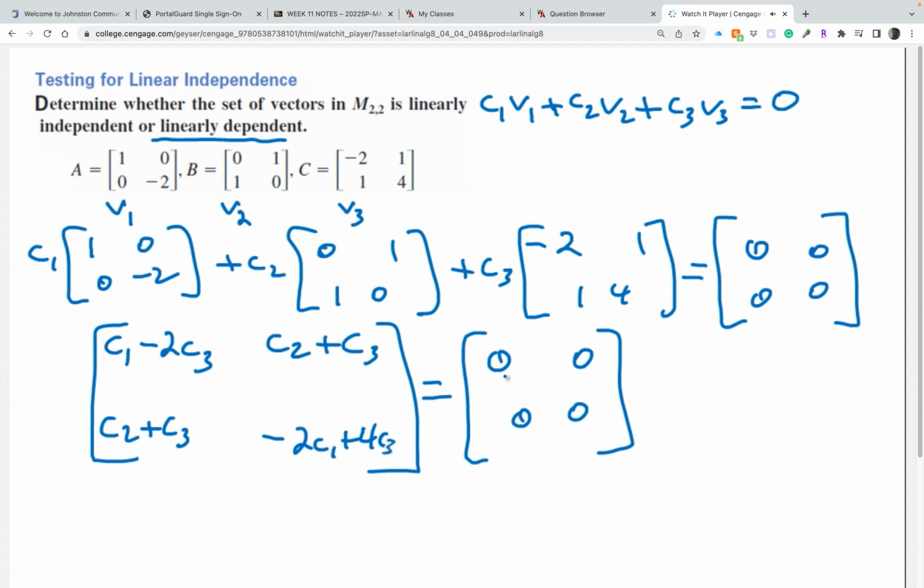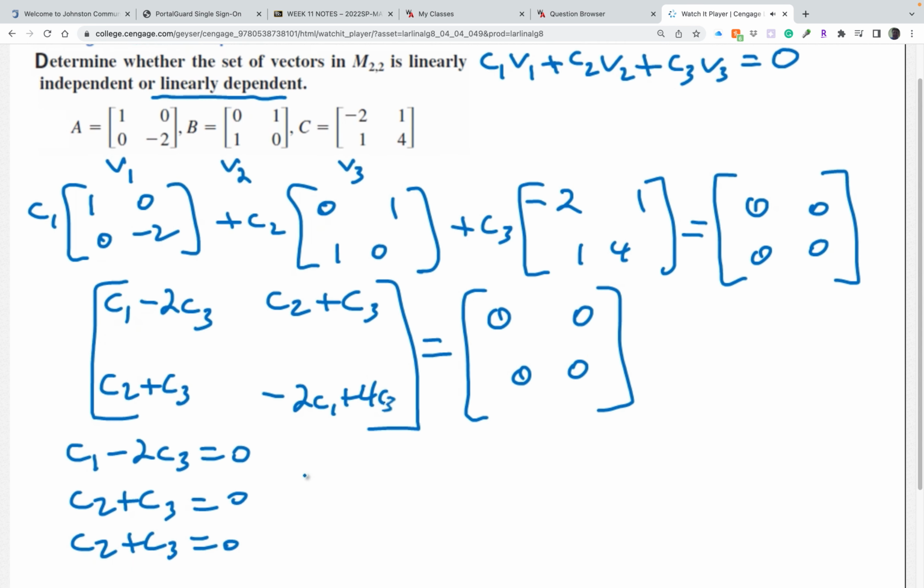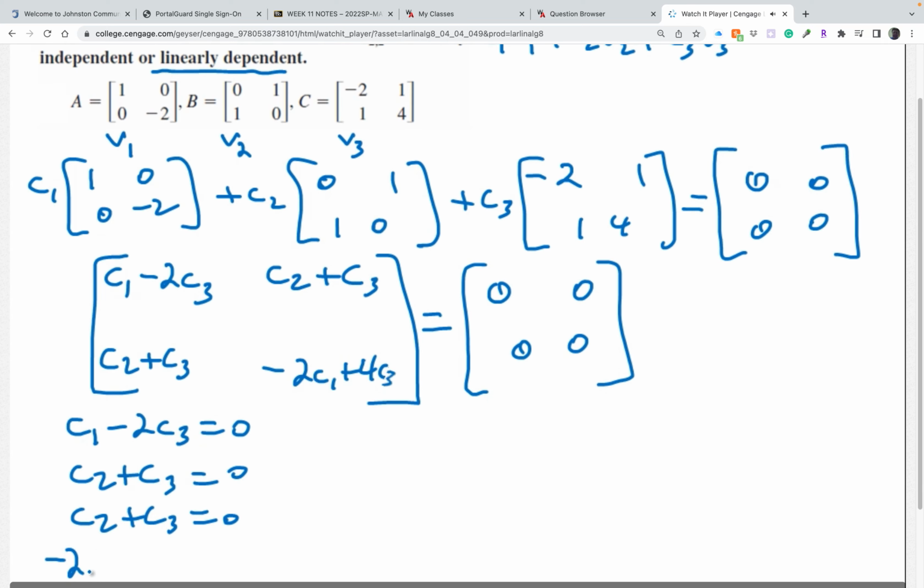So if we set the corresponding entries equal to each other, we'll get 4 equations. We'll get C sub 1 minus 2C sub 3 equal to 0. C sub 2 plus C sub 3 equals 0. Once again, C sub 2 plus C sub 3 equals 0. And finally, negative 2 times C sub 1 plus 4 times C sub 3 is equal to 0.